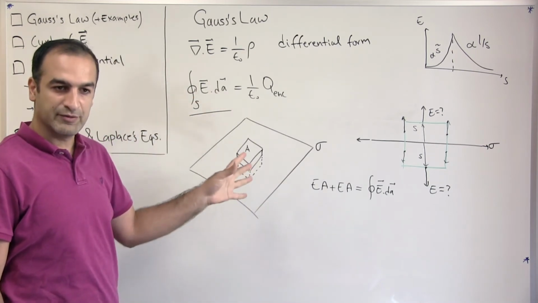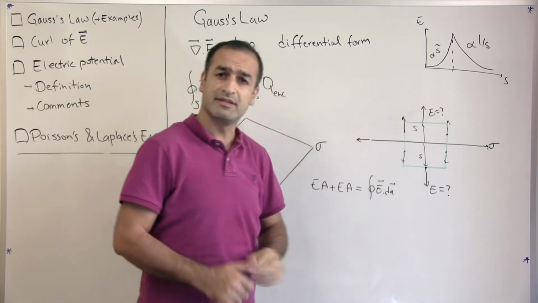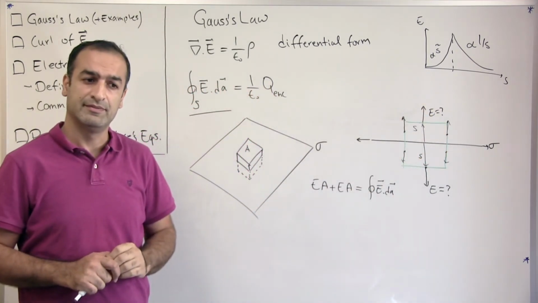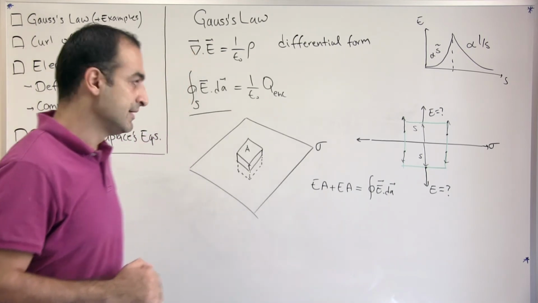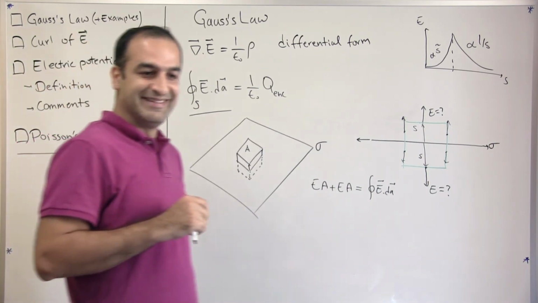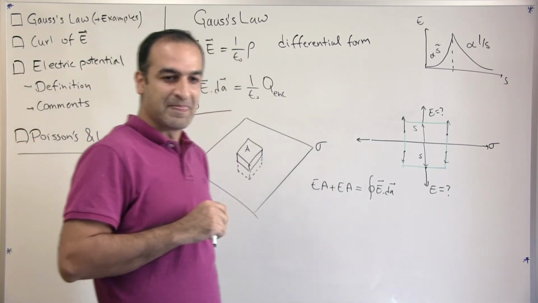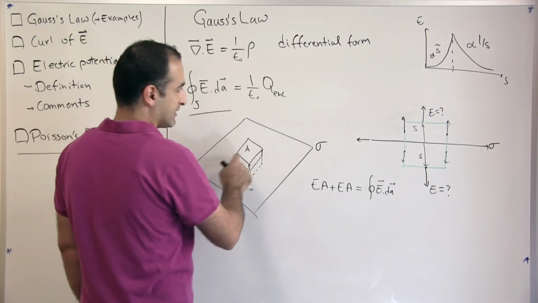Is it clear for everyone? Why is it uniform here? Why is the contribution from the sides 0? Yes? Okay. So if not, please stop me. And then what is the enclosed charge within this box?